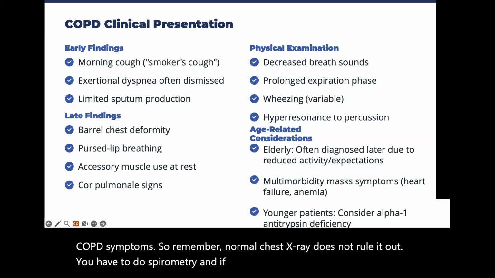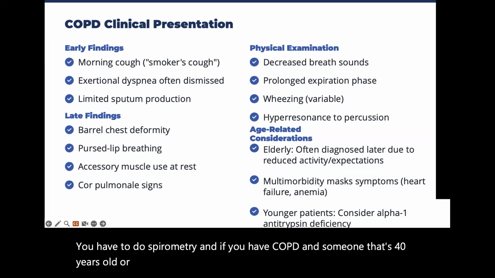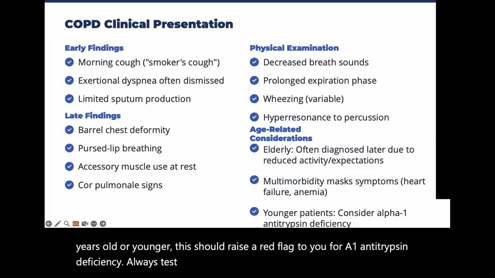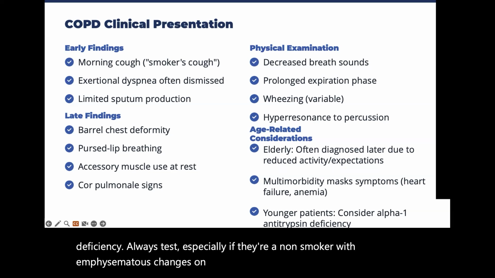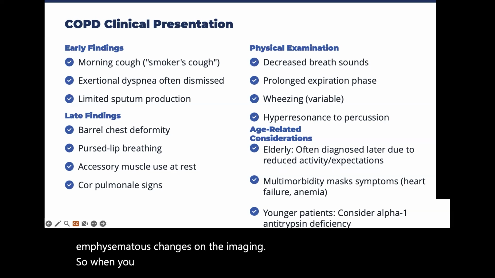And if you have COPD in someone that's 40 years old or younger, this should raise a red flag to you for alpha-1 antitrypsin deficiency. Always test, especially if they're a non-smoker with emphysematous changes on the imaging. So when you examine a patient, you need to look for the story behind their symptoms.